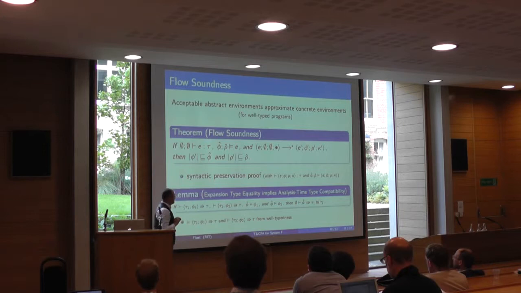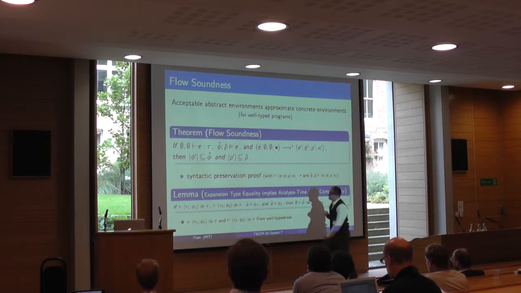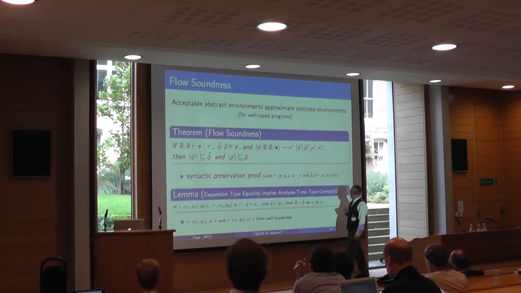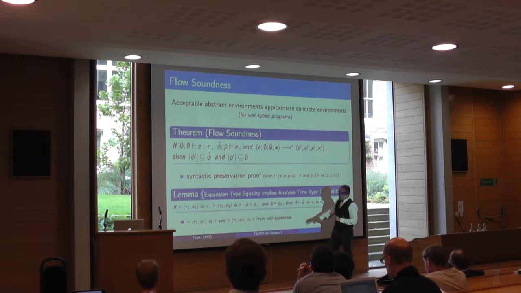And the key thing that we need is that under the right conditions, this judgment is derivable. That is to say, we have two compatible types. And essentially, no surprise, because I'm trying to use the types to do that, it's the well-typedness that kicks this off and makes sure that this lemma goes through.